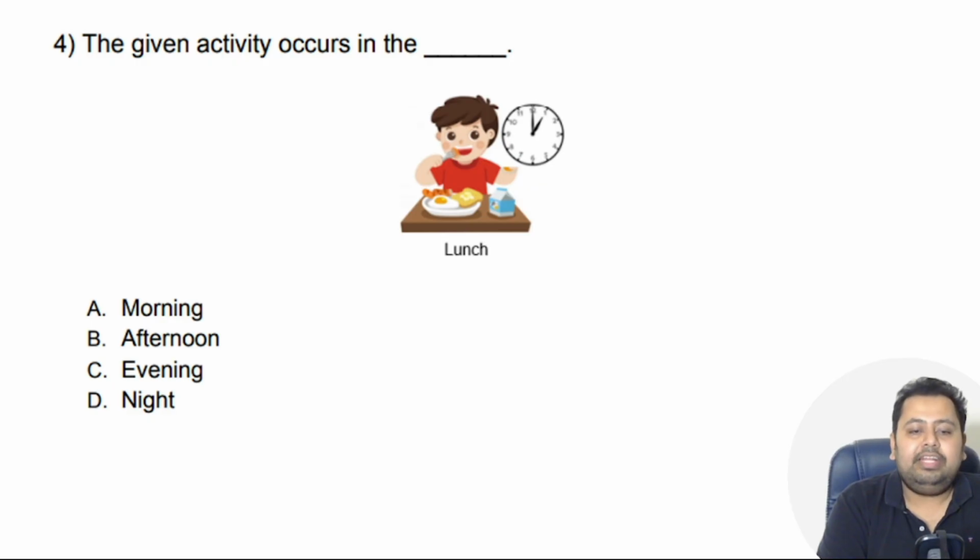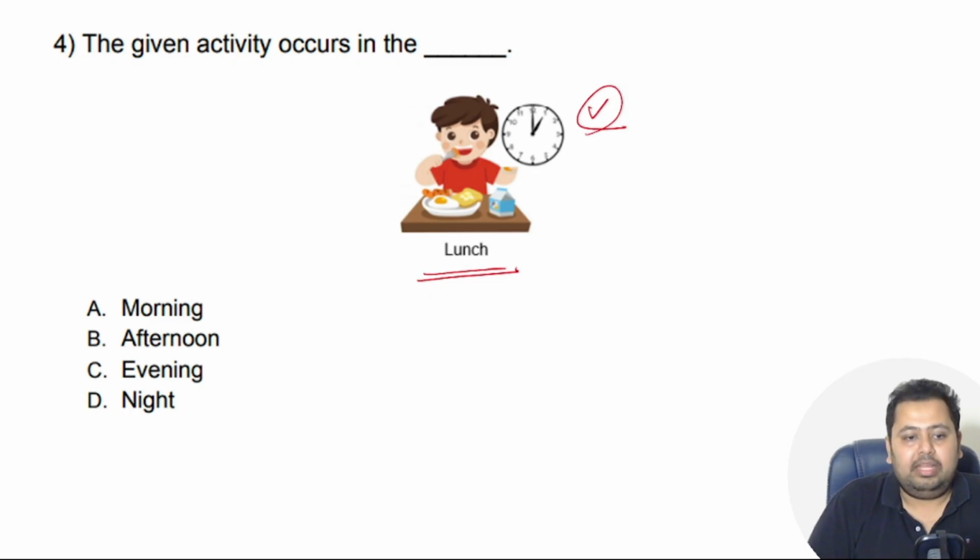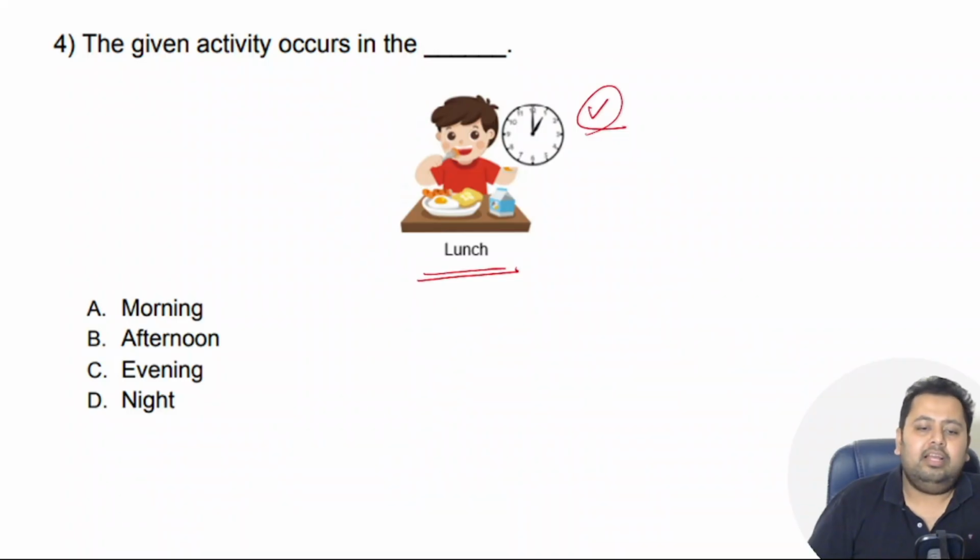The given activity occurs in the dash. So here is a kid that is having lunch and a time is being given over here in the clock. Just look at it and tell me what is the activity and at what time it is happening. Is it morning, afternoon, evening, or night? Great. This is an easy one.